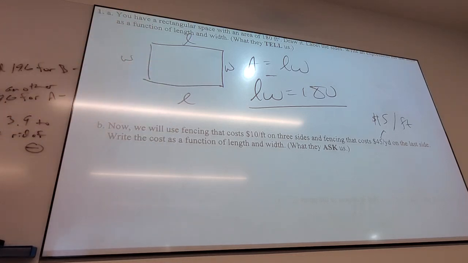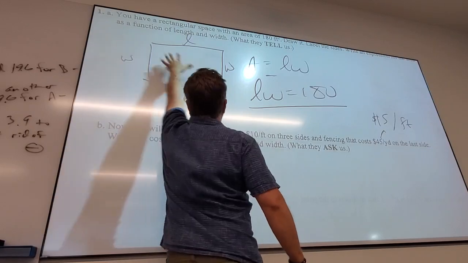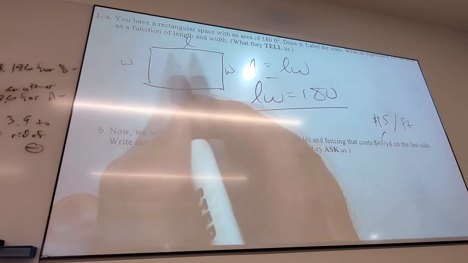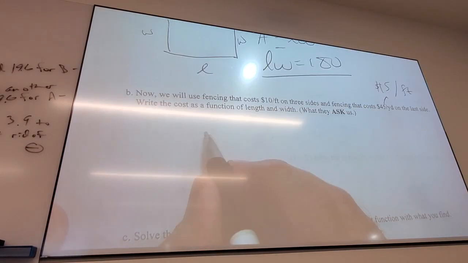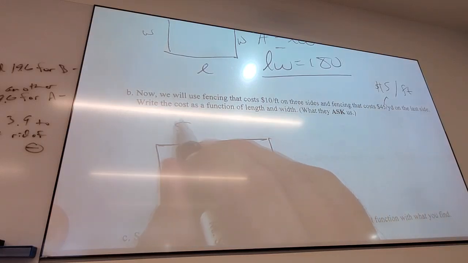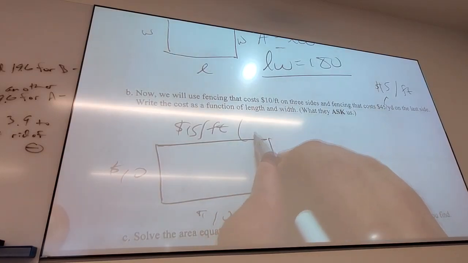So you might ask yourself, which side? It doesn't matter. Somebody pick a side. So let's say 1, 2, 3, 4. Which side? 1, 2, 3, 4. 4, okay. So we're gonna put the crazy expensive fencing here. You guys with me? All right, so let me redraw my picture. So here we're gonna put the $15 per foot. And over here we're gonna put 10, 10, 10. And I'm gonna put here what they all are.